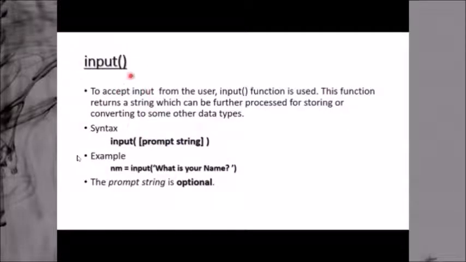Starting with input, it is used to accept input from the user. The input function is basically a string function. This function returns a string which can be further processed for storing or converting to some other data type. The syntax is very easy: input in small letters, and within the brackets the prompt string is written in square brackets. When something is written in square brackets like this in syntax, it is called optional. It means within the brackets you can provide no argument, or you can provide one string argument. We can use it in two ways.